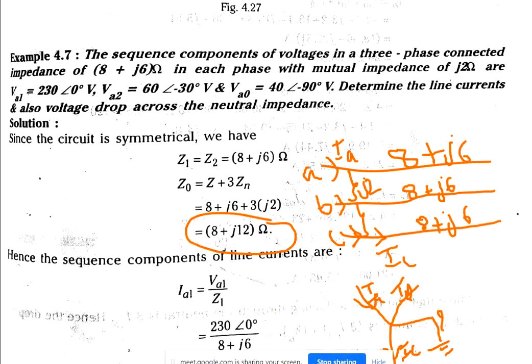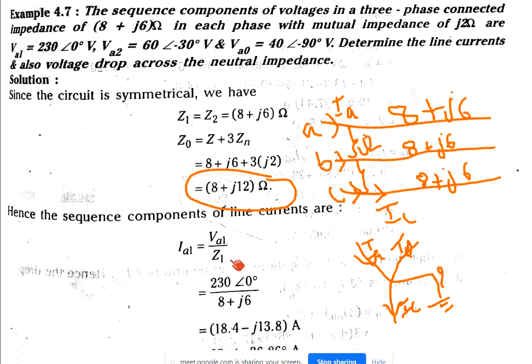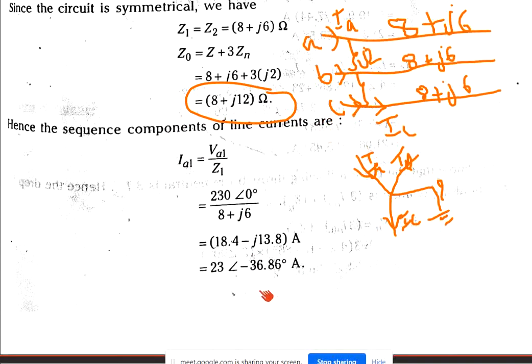So VA1 by Z1 gives you IA1. VA1 is given in the question as the reference, 230 at an angle 0, and Z1 is 8 plus J6. After calculation, you will get 18.4 minus J13.8 amperes. In angular form, you will get 23 at an angle of minus 36.86. This is the positive sequence component of line current.